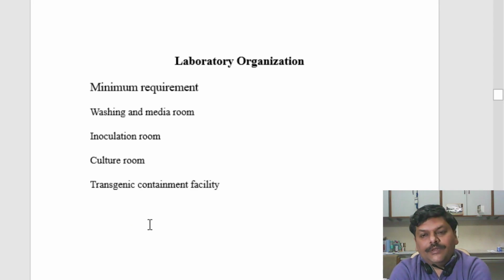Now, what are the basic minimum requirements for plant tissue culture? I could list three basic requirements: one is related to laboratory organization, second is related to suitable nutrient media, and third is related to identification of a suitable explant depending upon what type of crop plants we are interested in.